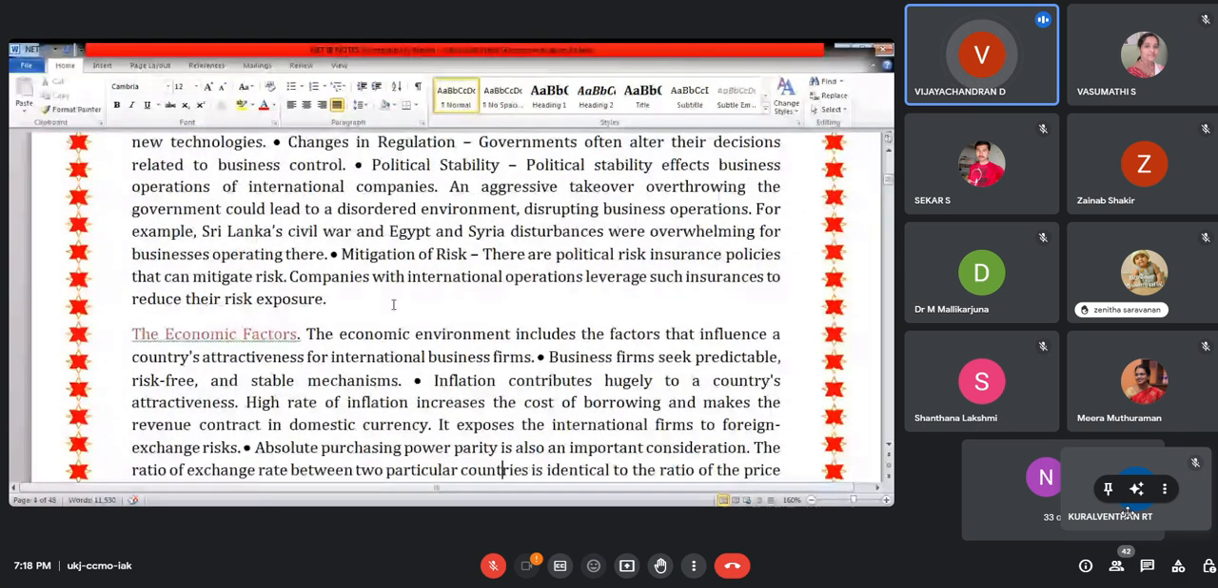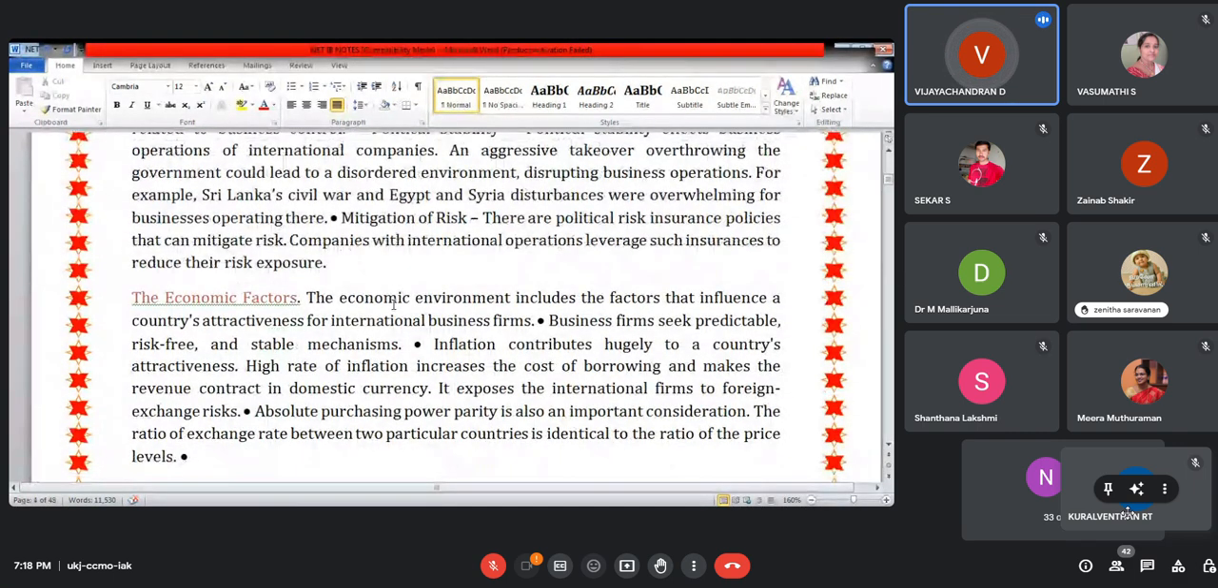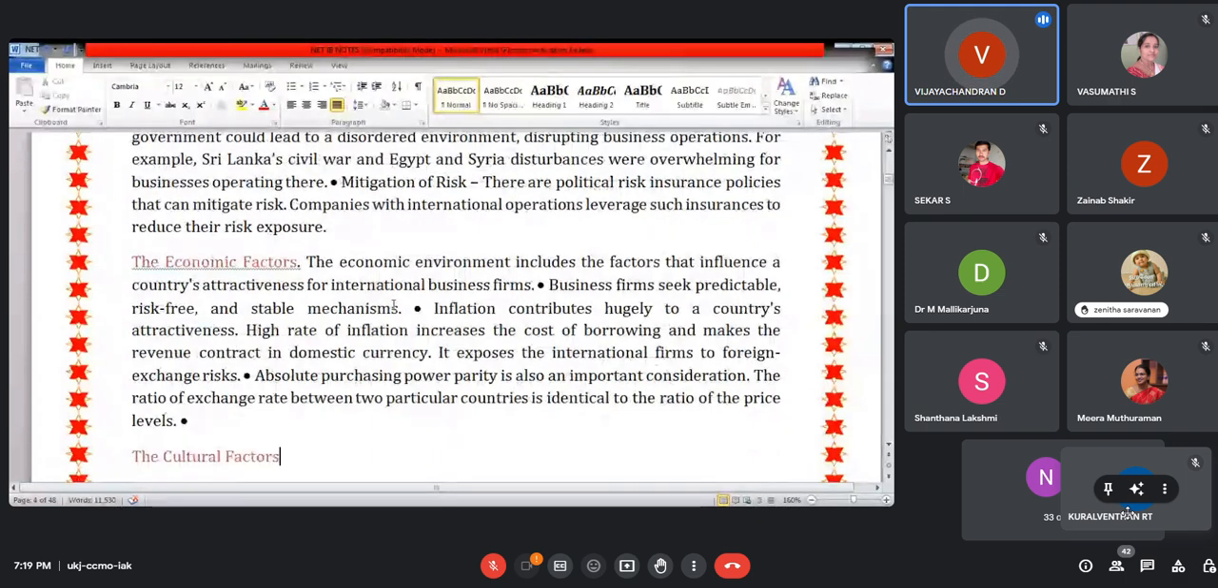And also the economic factor. What are they? Inflation, deflation. A high rate of inflation increases the cost of borrowing, and there is foreign exchange risk. The fluctuation in foreign exchange will affect the growth. This will be studied before entering into international trade, that economic factor. So what are the economic factors? The inflation level, the deflation level, the interest rate, and the foreign exchange. Everything will be studied before entering into international trade.